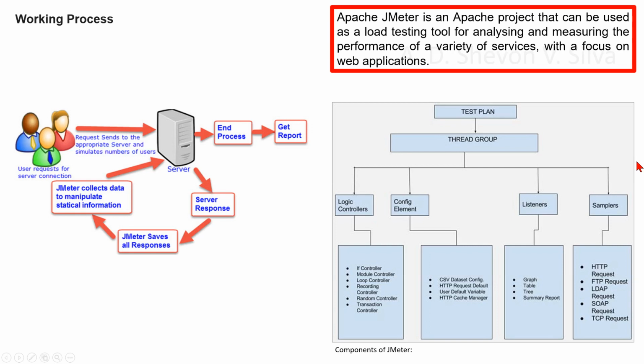Config elements. Requests sent to the server can be further parameterized using some config elements which are executed before the actual request. A simple example of it could be reading values of a variable from a CSV file, for which CSV data set config is used. Here are some important config elements used in performance testing of web and mobile applications.